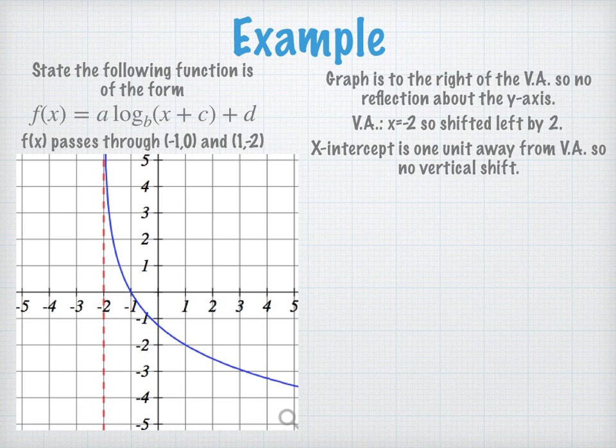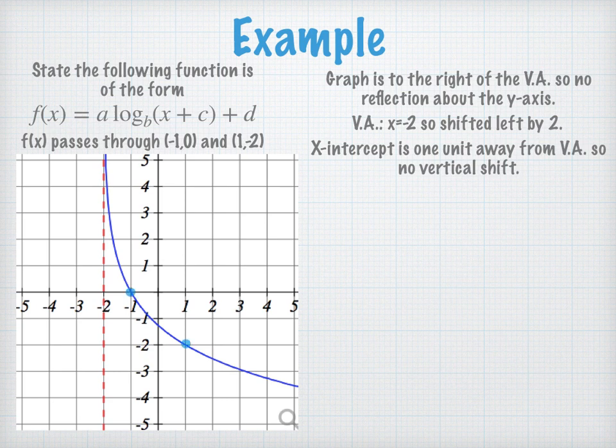So far we have no reflection about the y-axis, we've shifted left by 2, and there is no vertical shift. So that allows us to fill in a little bit of information about our function. With there being no vertical shift, we know d equals 0. No reflection about the y-axis tells us that there's not a negative that we have to introduce somewhere. And knowing that it's been shifted left by 2 tells us our value for c.